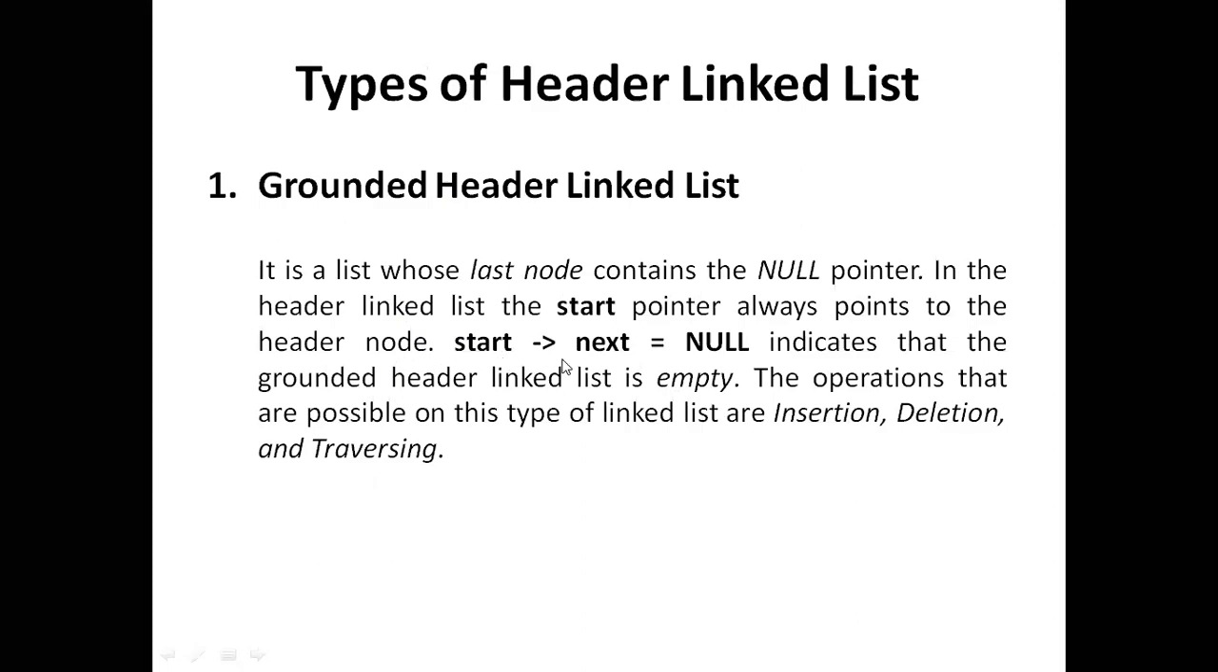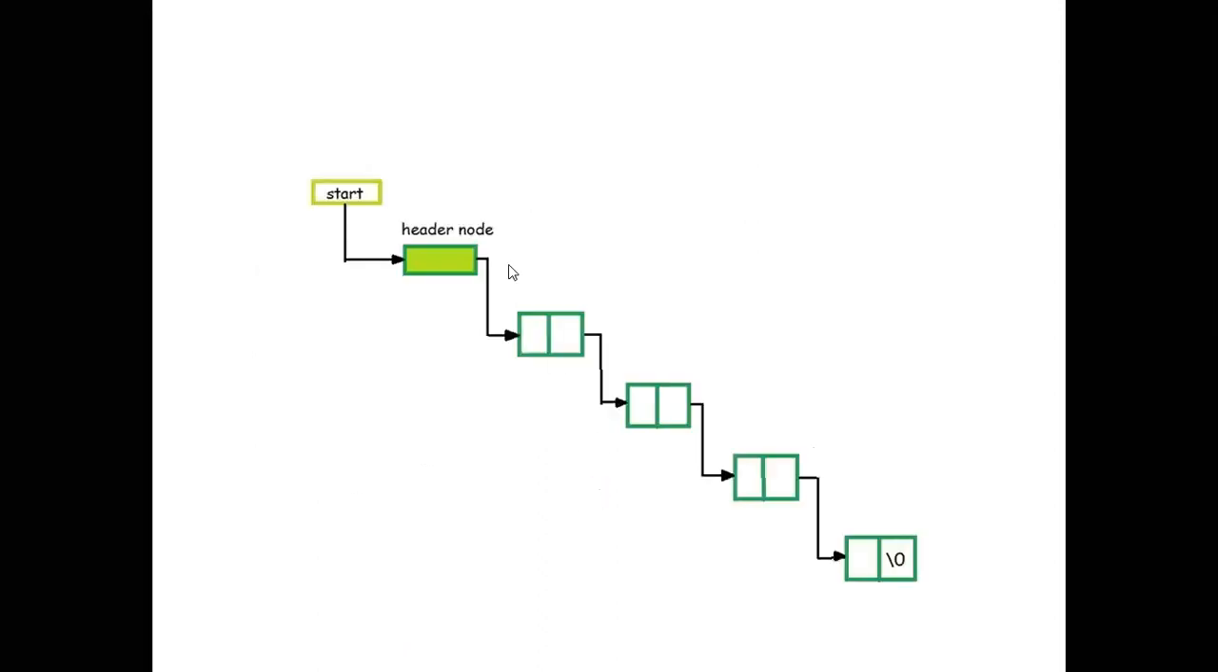So start next equal to null indicates that the grounded header linked list is empty. That means nobody is there in that header linked list, like our linked list is empty, and it will show you that the list is empty. The operations we can do in this header linked list are insertion, deletion and traversing. Again I am telling you, no need of a program, you just understand the theory well enough.